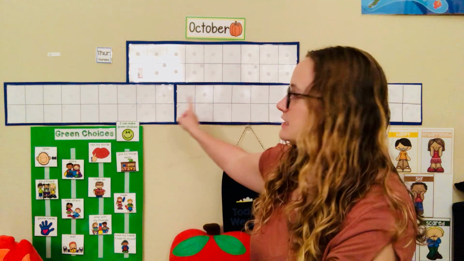Since it is the first day of October, we need to add a number to our wall. But here's the thing. When you see no numbers, there's nothing up there to count, we would call that zero. There are zero numbers up on our calendar. Now, since it is the first day, I'm holding up how many fingers? One. So today's number would be the number one. It is the first day of October.